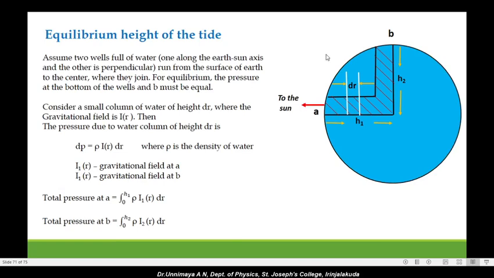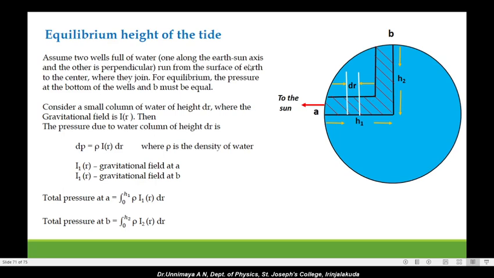Next is equilibrium height of tide. What will be the equilibrium height of a tide formed on this ocean? So in order to get the equilibrium height of tide, assume 2 wells. These are the 2 wells. The horizontal direction well, the vertical direction well. So assume 2 wells full of water, one along the Earth-Sun axis, and the other perpendicular to that Earth-Sun axis.